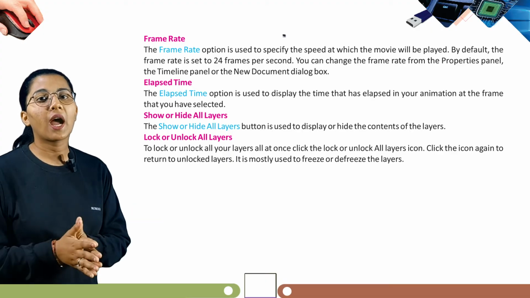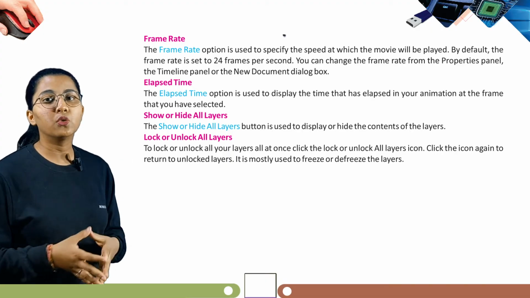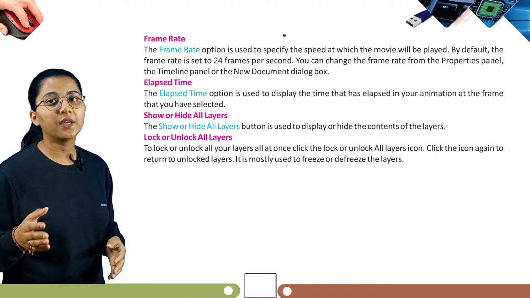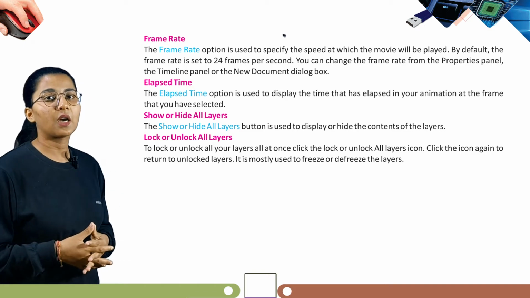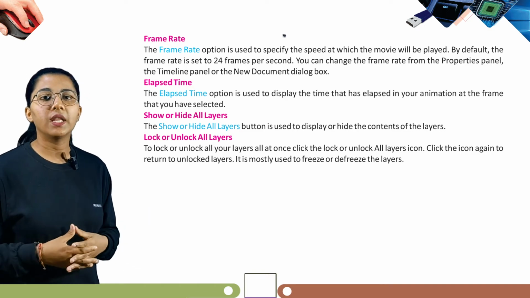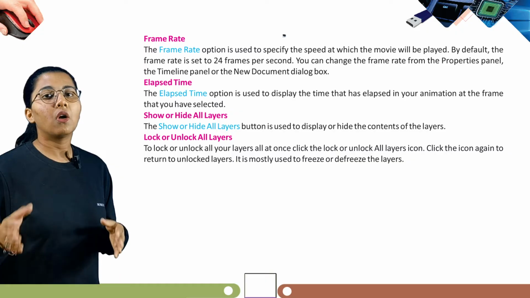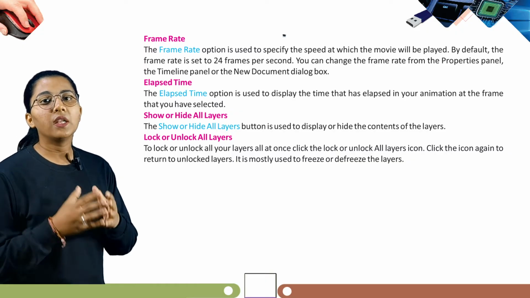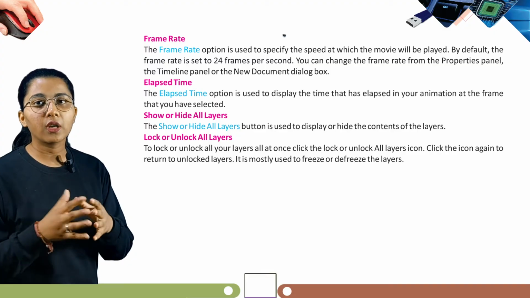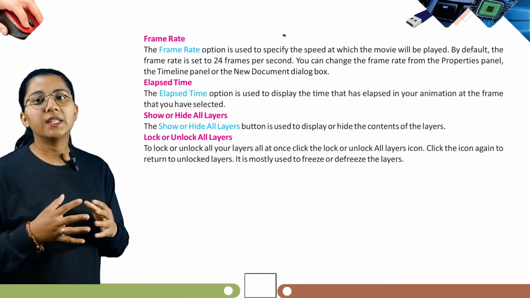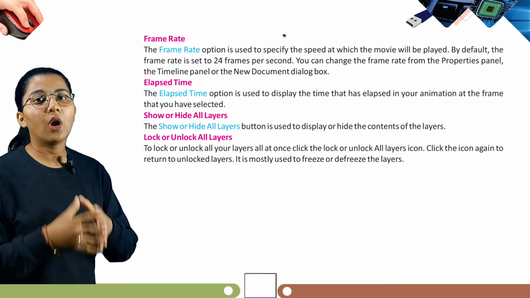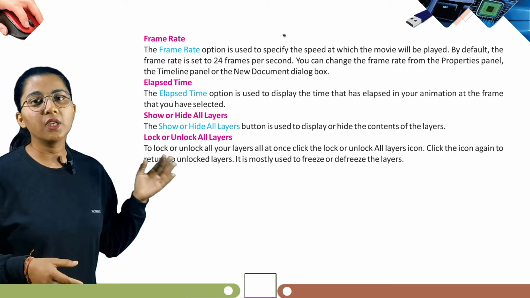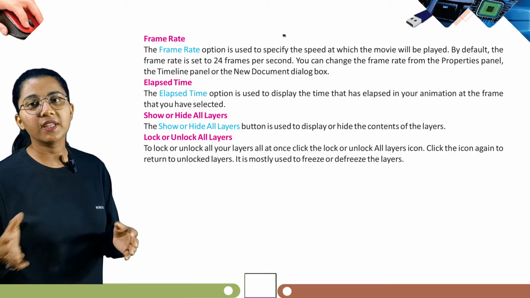Now next we have Show or Hide All Layers. The Show or Hide All Layers button is used to display or hide the content of the layers. Now Lock or Unlock All Layers. To lock or unlock all your layers at once, click the Lock or Unlock All Layers icon. Click the icon again to return to unlocked layers. It is mostly used to freeze and defreeze the layers.